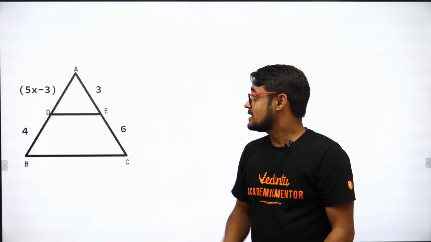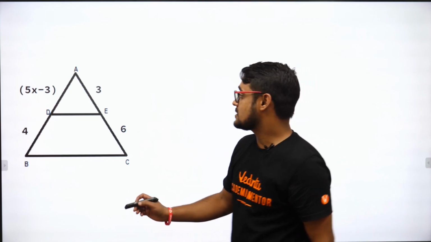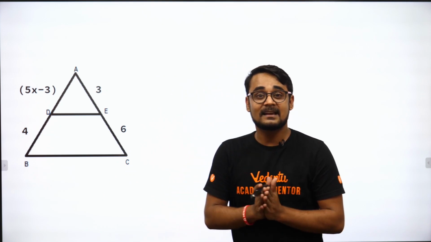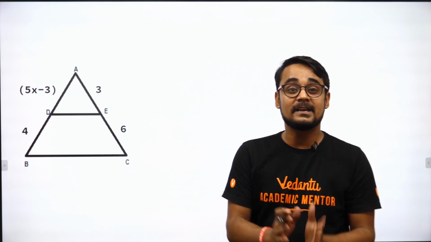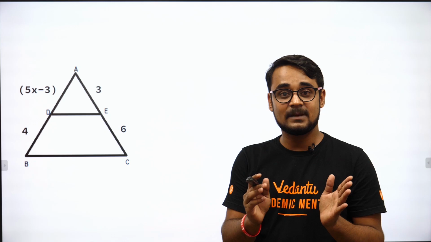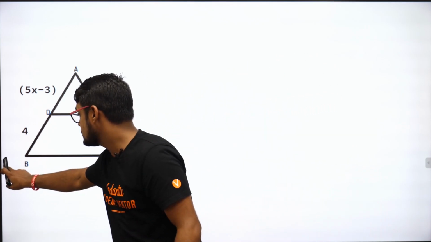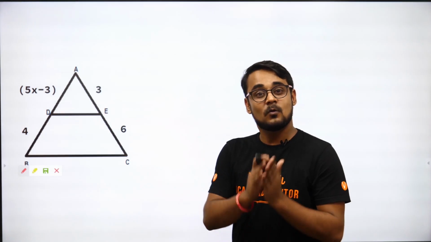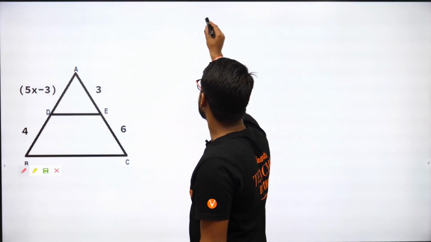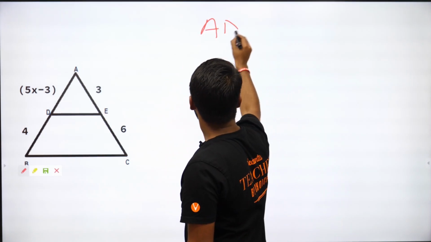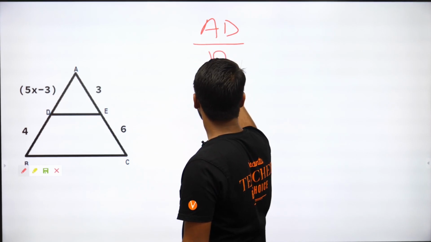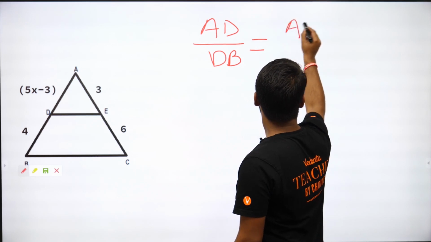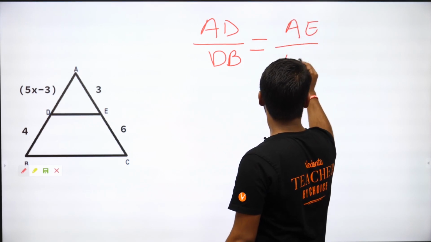We have to use Thales theorem here only because as DE is parallel to BC. So ये triangle के sides क्या होंगे? They will be in proportion. As they will be in proportion, here we can use Thales theorem. और अगर हम Thales theorem use करते हैं तो what that states? That states AD upon DB will be equal to AE upon EC.